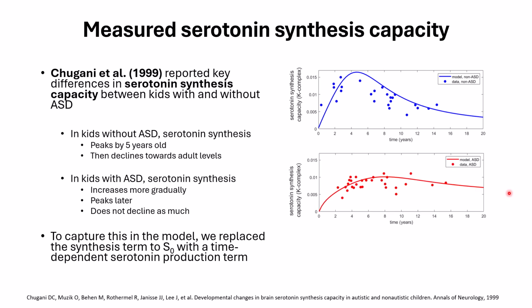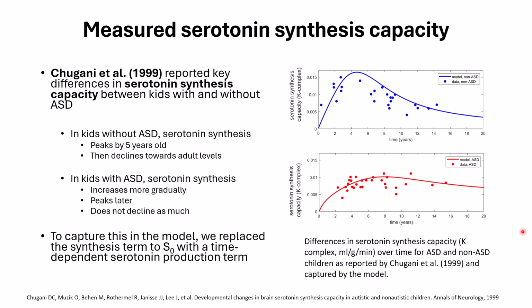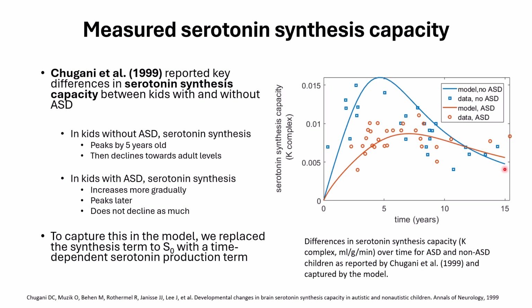In order to capture this in the model, I replaced the synthesis term S0 that I had before with this time-dependent serotonin production term, which I am describing here. This is non-ASD, this is ASD. The data were in serotonin synthesis capacity, the so-called K-complex, over time. If you overlay these, this is what they would look like. You can see non-ASD has higher peaks but then goes down, and ASD has a lower peak but then stays up more. These are not perfect fits, but this was sufficient for my purposes.